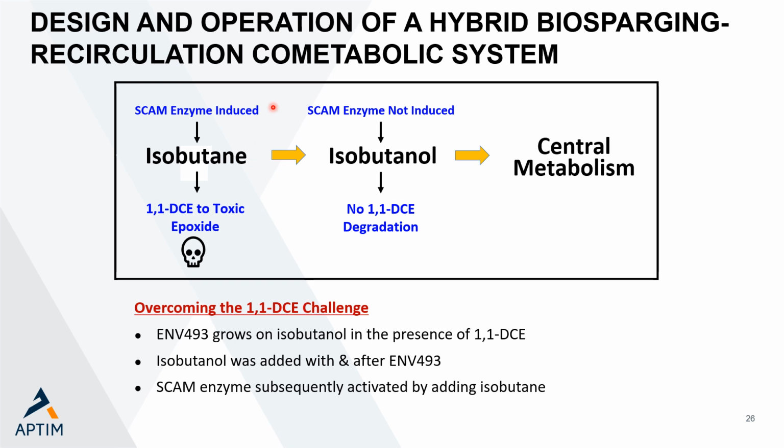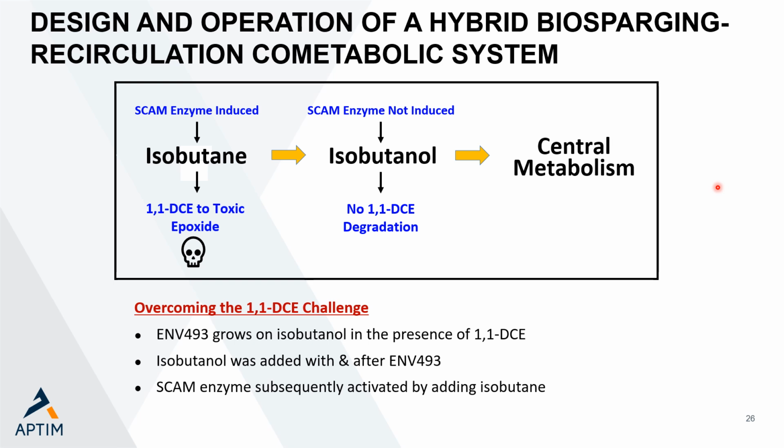So one way to try to get around this in the lab or in the field is you can grow these same organisms on isobutanol. So that's the first step in this pathway. So the SCAM enzyme converts isobutane to isobutanol. But if you grow the organisms on the isobutanol itself, then this enzyme is not induced. So you can grow up the population. The SCAM enzyme is not induced, but the cells will still grow because they can take isobutanol through central metabolism and grow. And you're not going to see degradation of 1,1-DCE.